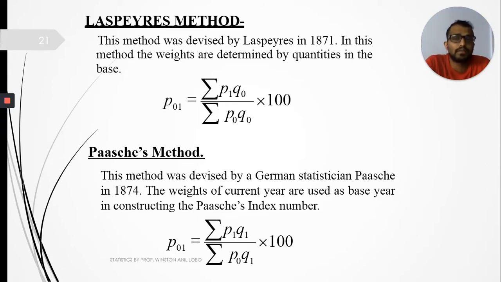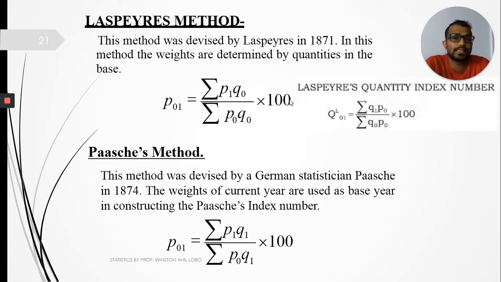Now students, let us see the quantity index formula. The quantity index number formula of Laspeyres. Just as we have the Laspeyres price index number P01, in the same way the Laspeyres quantity index number will be Q01. And this is the formula. Why have you written this L here small, sir? That is just to show you that this is the quantity index number, but of whose? Laspeyres. The quantity index number of Laspeyres equals summation Q1 P0 by summation Q0 P0 into 100.